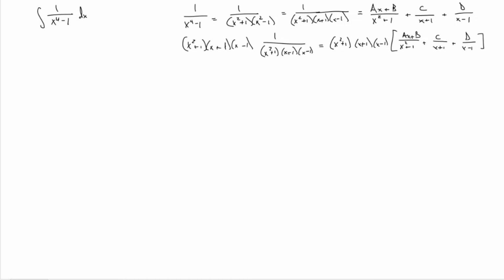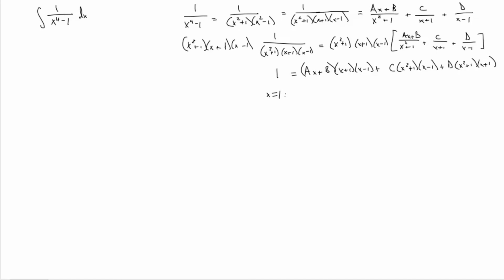As usual, we multiply both sides by the denominator, which in this case is x squared plus 1 times x plus 1 times x minus 1. And as usual, we have to be careful about how we do it and what cancels. On the left, we just get a 1. On the right, the x squared plus 1 cancels with the x squared plus 1 in the denominator of the ax plus b, and then c over x plus 1 times x squared plus 1 times x plus 1 times x minus 1. The x plus 1's cancel, and we're left with c times x squared plus 1 times x minus 1, and similarly, the last term is d times x squared plus 1 times x plus 1.